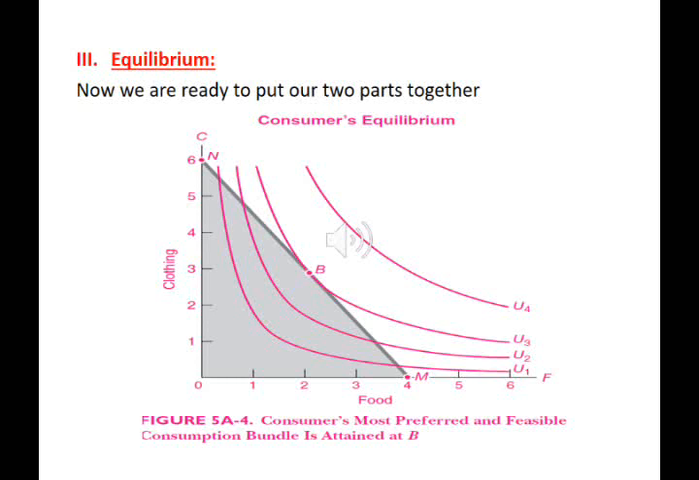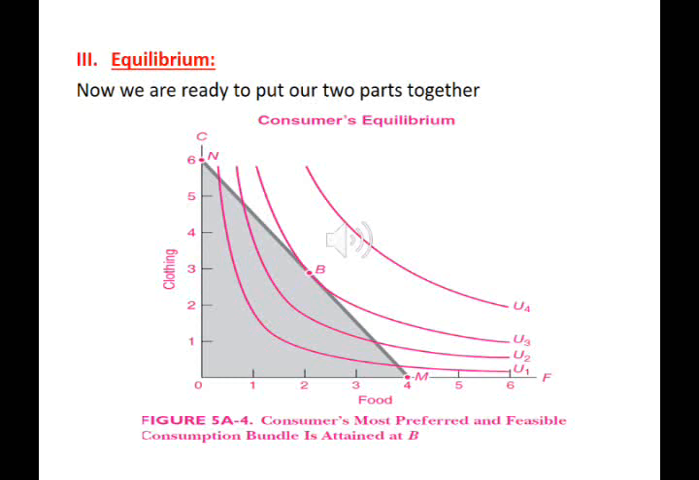So our consumer will choose from among the affordable bundles, because we agreed that the consumption bundle that the consumer should choose should be affordable for him. He cannot choose a consumption bundle to the right of his budget constraint because this is not affordable. He should not choose any consumption bundle inside the gray region, which is inside the budget constraint, because this is not optimal. He can do better.